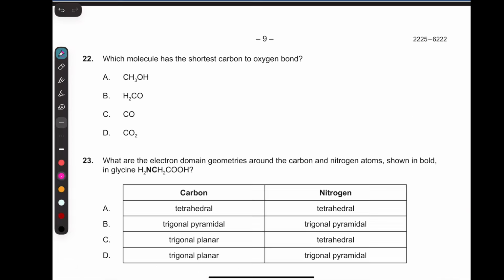Next, which molecule has the shortest carbon to oxygen bond length? In CH3OH, if you check, carbon-oxygen is a single bond. In H2CO, it is a double bond. In CO, it is actually a triple bond. This is the Lewis structure of carbon monoxide. And in CO2, you have two double bonds. Now we know triple bonds have the shortest length. Answer would be C.